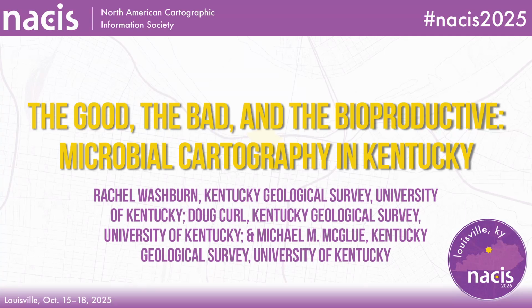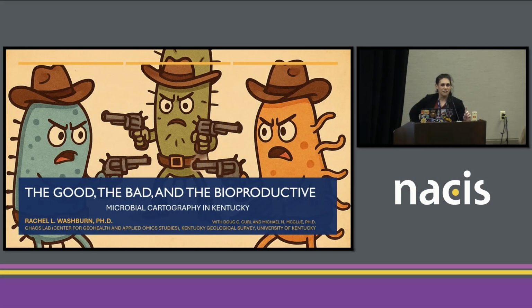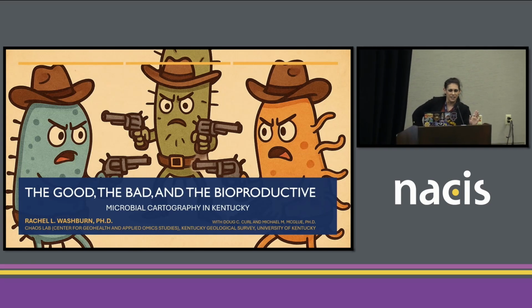All right, so I'm Rachel Washburn. I run the Center for Geohealth and Applied Omics Studies, or the CHAOS Lab, at the Kentucky Geological Survey. We're based out of University of Kentucky.